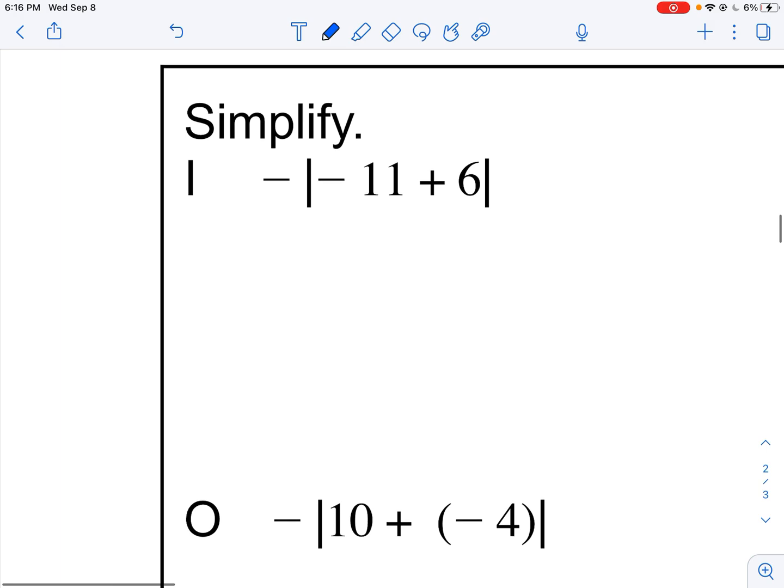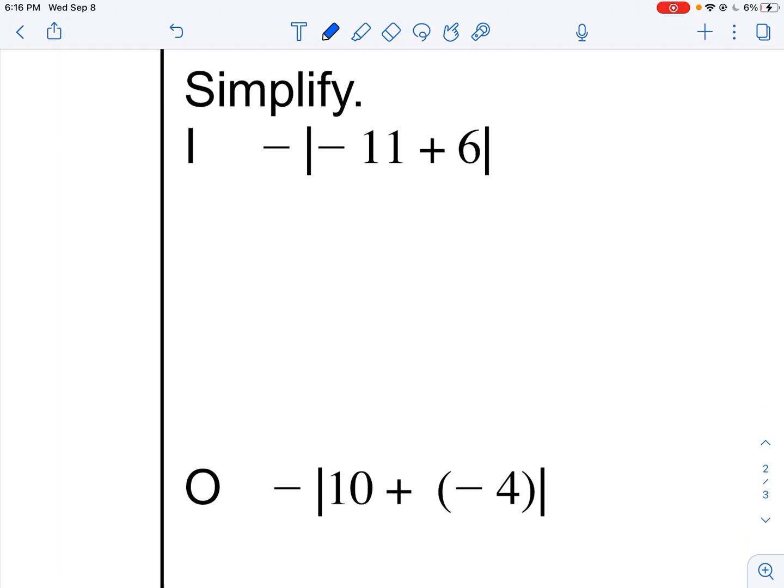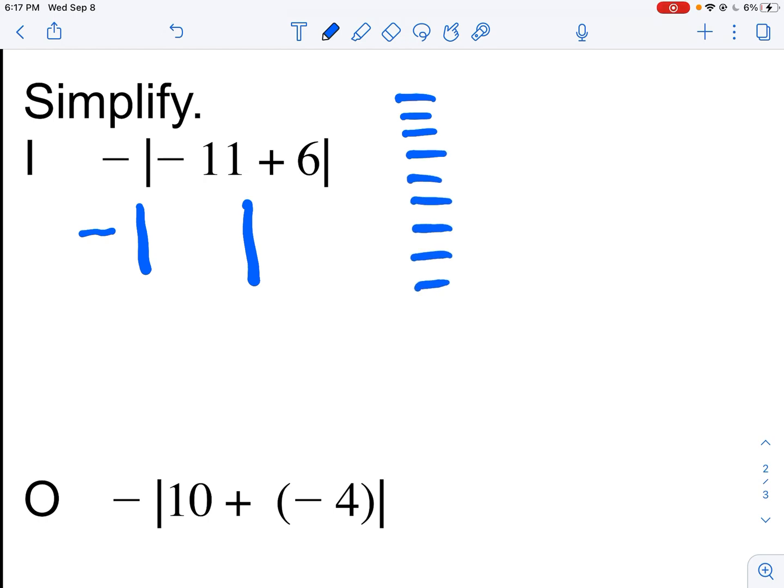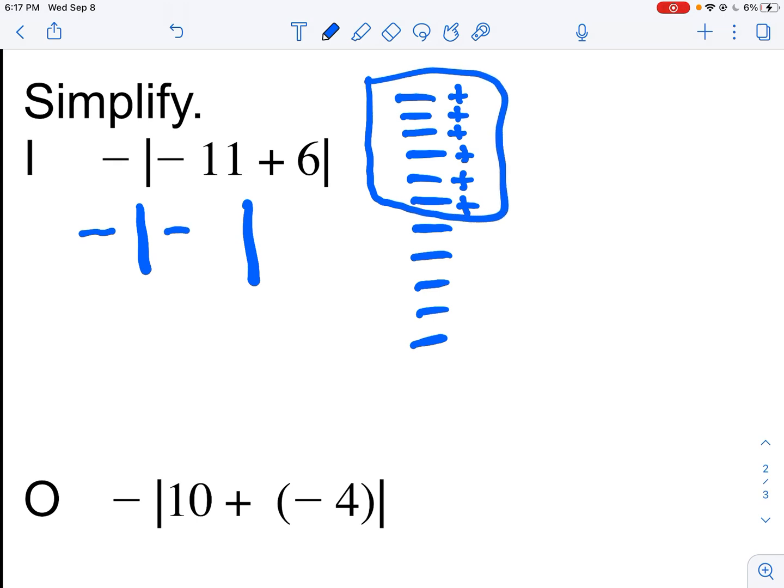I'm not filling in the blank things for you because you can do that on your own. Okay, so I do what's inside the absolute value first. I have 1, 2, 3, 4, 5, 6, 7, 8, 9, 10, 11 negatives. I have 1, 2, 3, 4, 5, 6 positives. These cancel out, so I'm left with 5 negatives.